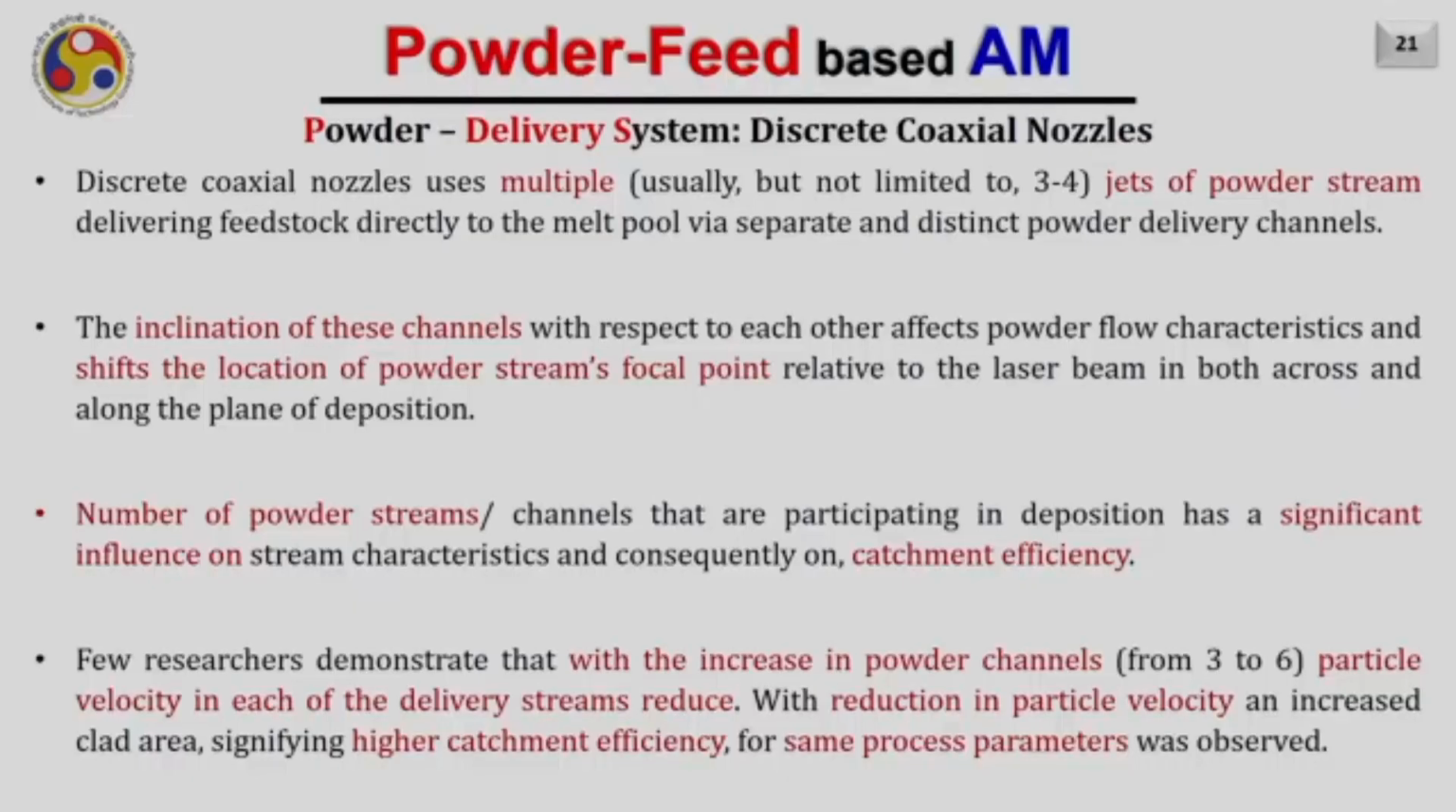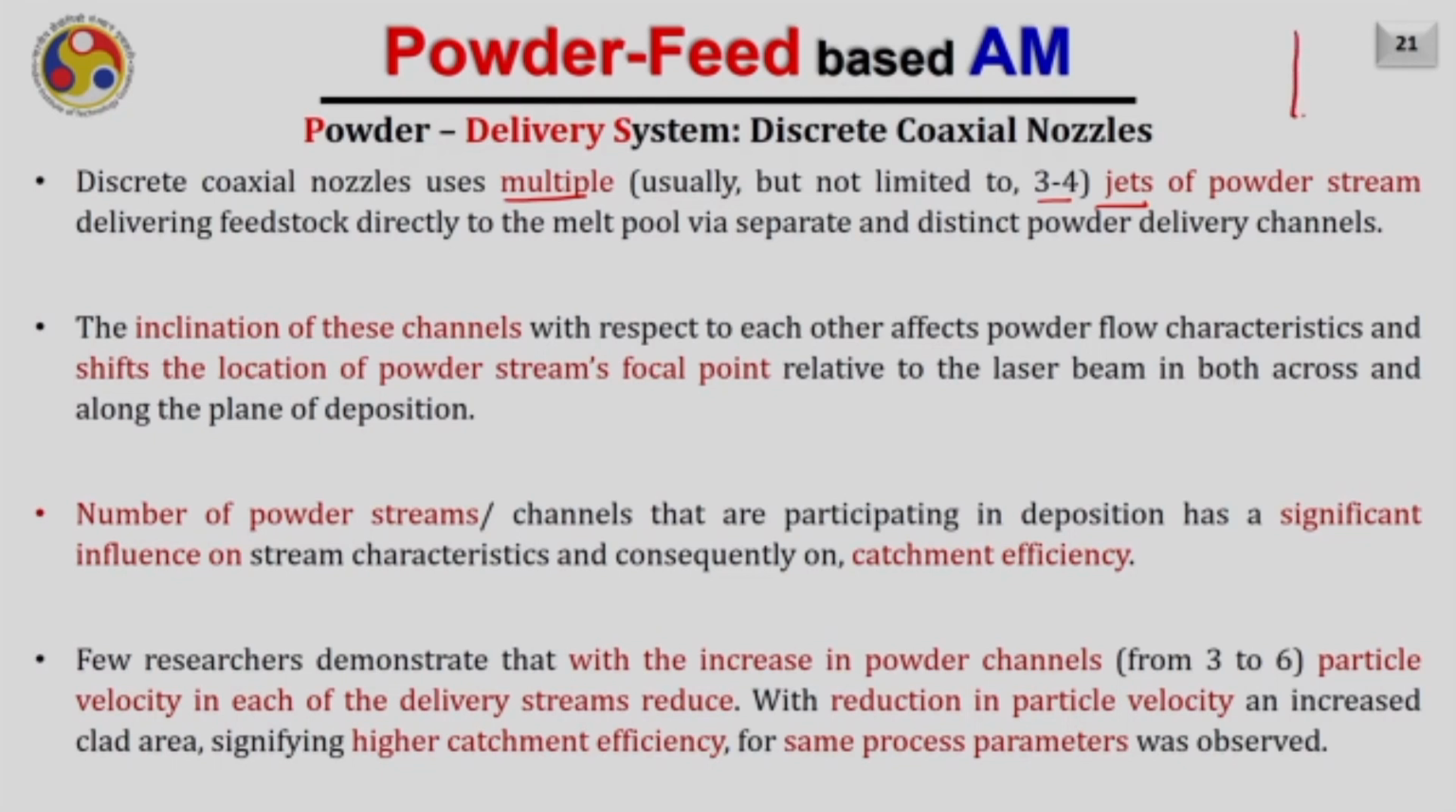So, unlike the coaxial nozzle, a discrete coaxial nozzle usually has multiple jets. They may vary from 3 to 4 or even more. They deliver a powder stream towards the molten pool via separate nozzles corresponding to each powder stream. The inclination of these channels with respect to each other affects the powder flow characteristics and shifts the location of the powder stream's focal point relative to the laser beam, both across the plane and along the plane of deposition.